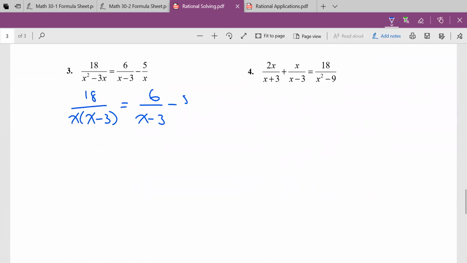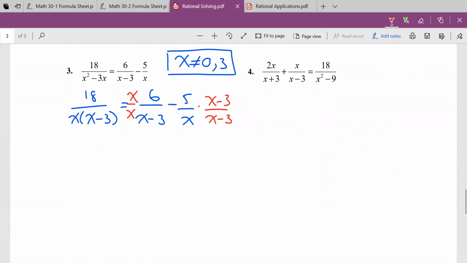Then I say to myself, my non-permissible values. So I'm just going to write them again up here. X can't equal 0, x can't equal 3. I'm going to put a box around them so my teacher sees them and so that I remember what they were. Okay, now I'm going to multiply each term by what I need to get that common denominator. So these both need an x and an x minus 3 respectively. Now that I've got my common denominator, I'm going to say, therefore, the numerators are equal to each other.